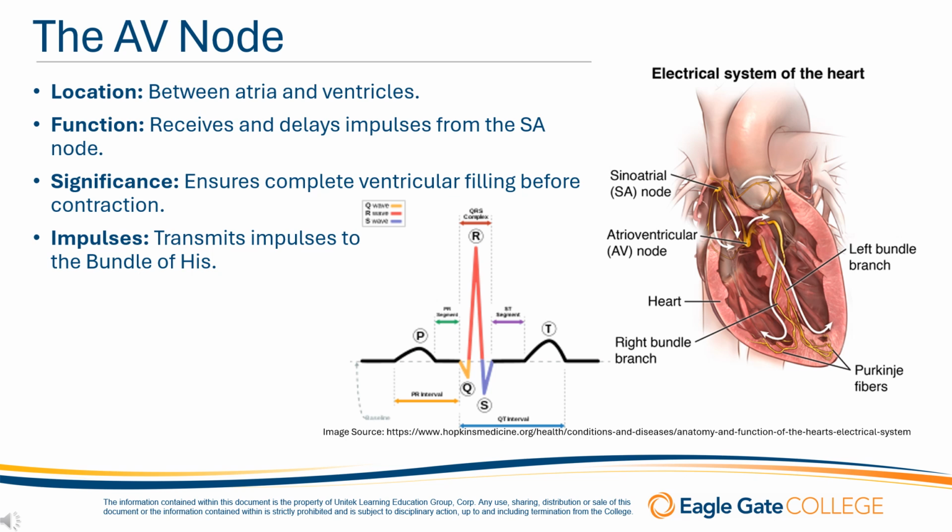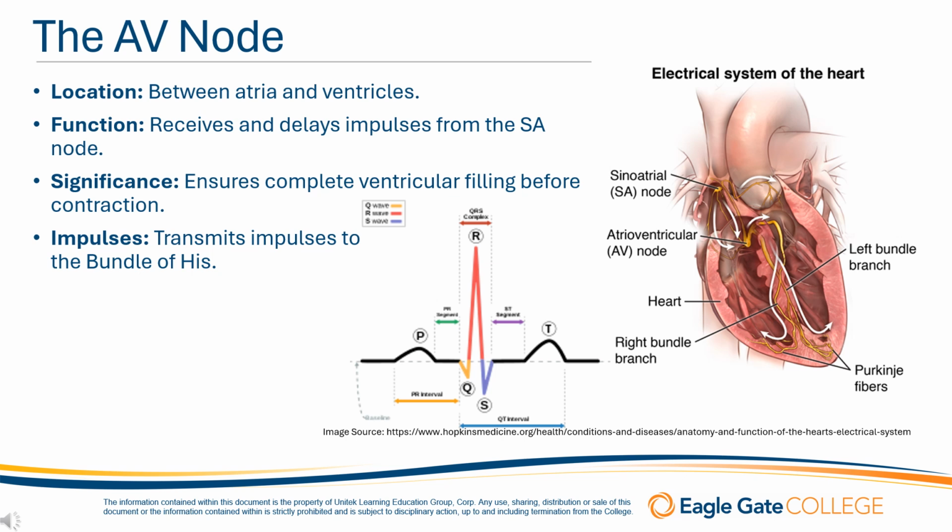Without this delay, the ventricles wouldn't receive the optimal amount of blood, which would reduce the efficiency of the heart's pumping action. The AV node synchronizes the contraction of the atria and ventricles. By delaying the impulses, the AV node ensures that the atria and ventricles do not contract simultaneously. This coordination is vital for maintaining an efficient and effective heart rhythm. If the atria and ventricles were to contract at the same time, it would lead to ineffective blood flow and decreased cardiac output, which can have serious consequences for the body's oxygen and nutrient supply.